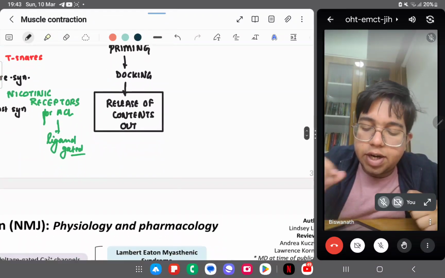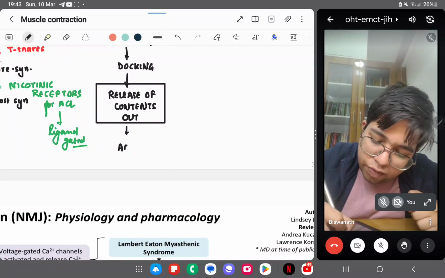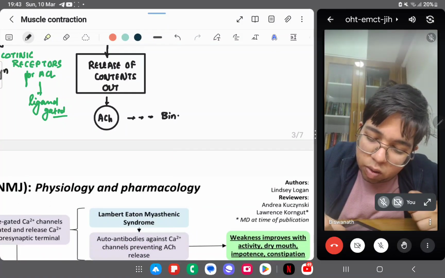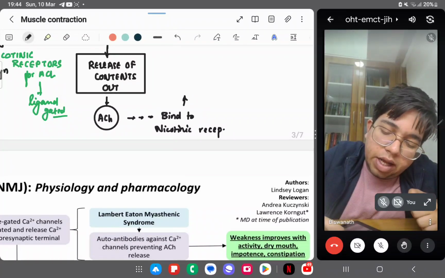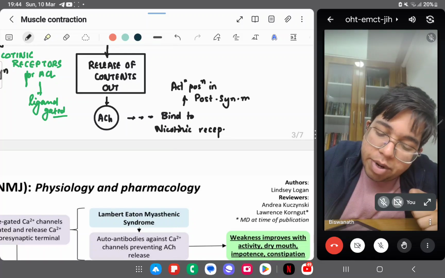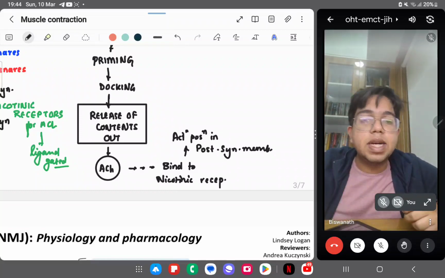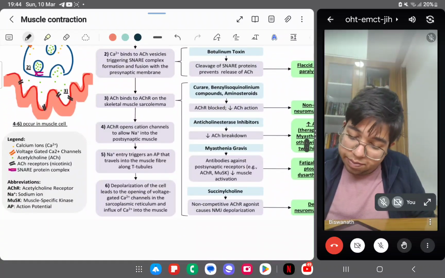There will be release of contents out, and this content will be ACH only. This ACH is a neurotransmitter, so it will bind to nicotinic receptors, and after binding there will be an action potential in your postsynaptic membrane, and our impulse gets traveled. Understood?